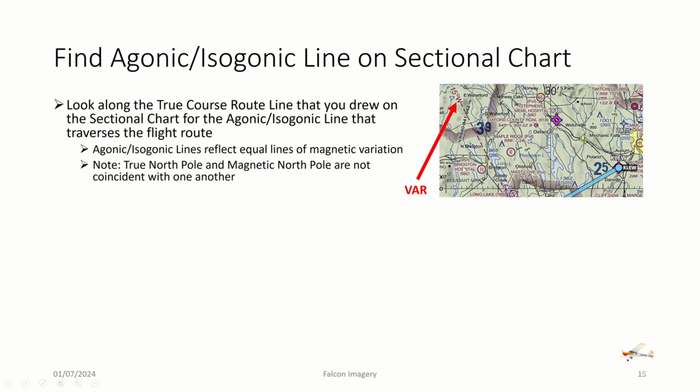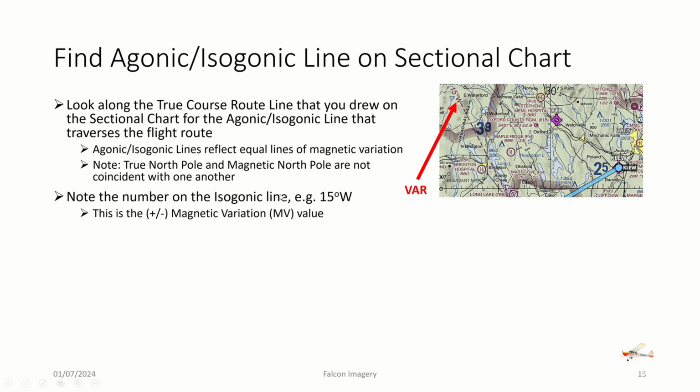So again, look along the true course route line that you drew with pencil on the sectional chart for the agonic or isogonic line that traverses the flight route. And again, isogonic and agonic lines reflect equal lines of magnetic variation. It's also important to note that the true North Pole is not at the same location as the magnetic North Pole. They're not coincident with each other. As a matter of fact, the magnetic North Pole is about 1,300 nautical miles away from the true North Pole.